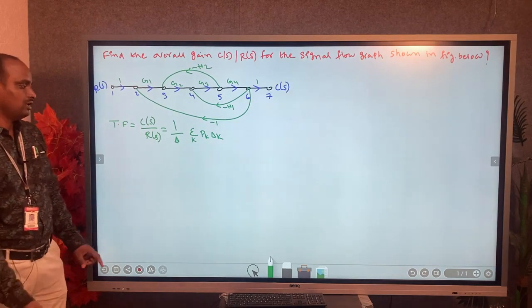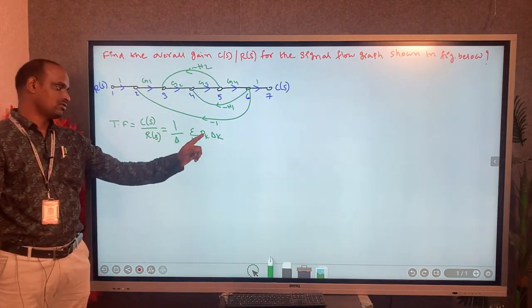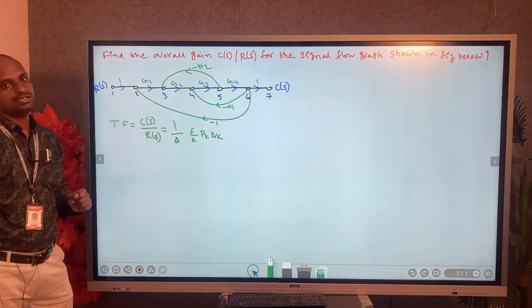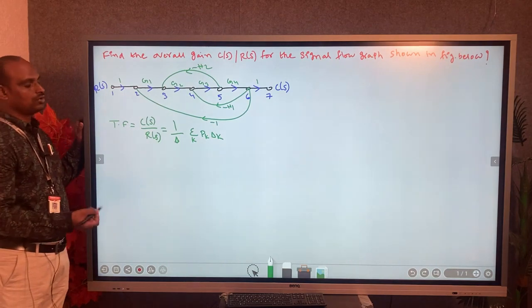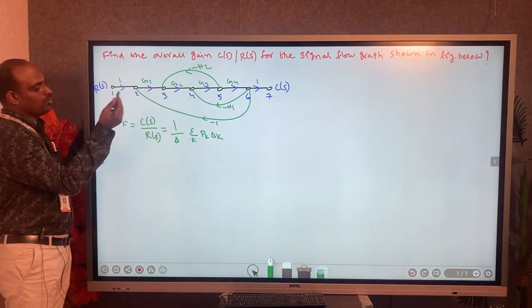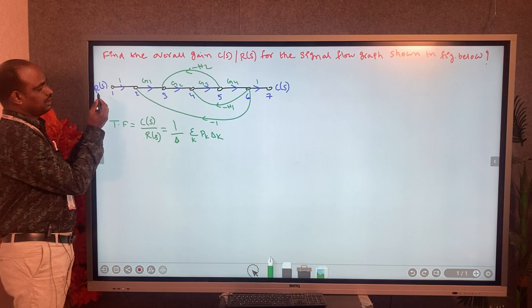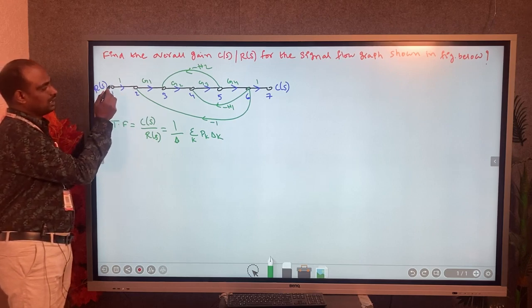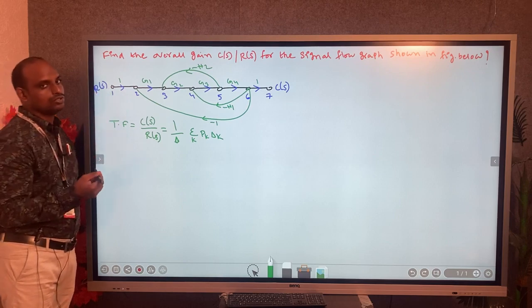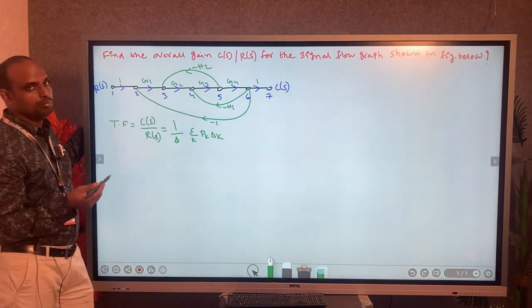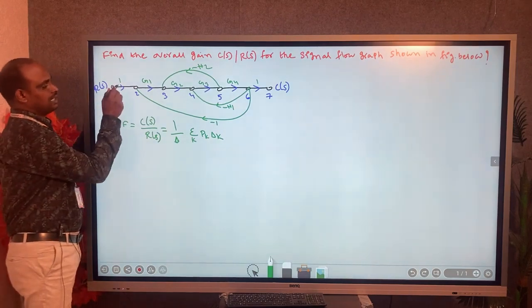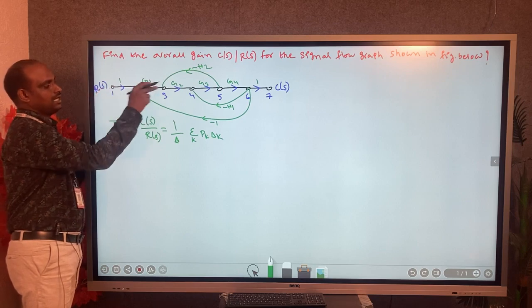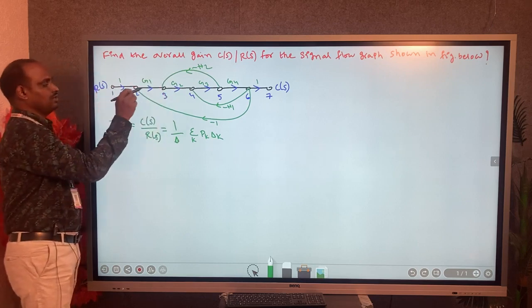Individually we find delta, K, Pk and delta K, then we substitute, and we will get the overall transfer function for the given signal flow graph. So first we find how many forward paths there are. In this graph, the small circles indicate nodes. A node is nothing but a meeting point, like a junction, and the arrow indicates the forward direction. The arrowhead shows the direction of movement, that is the forward direction.